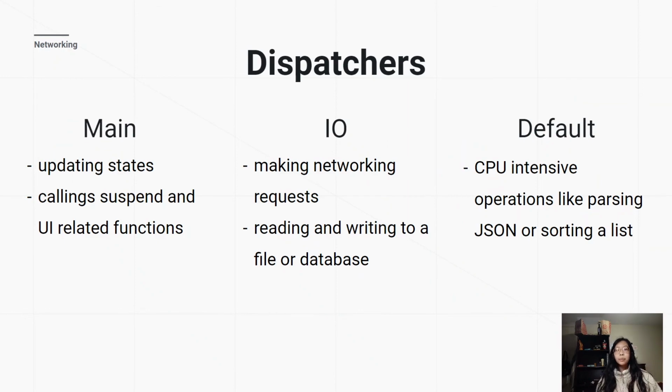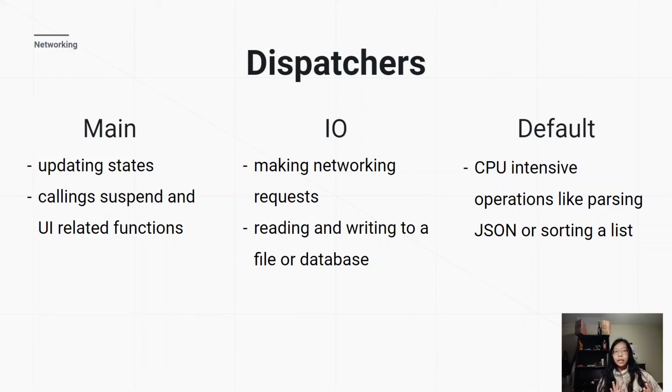The one thing that is important to note, and it is important for networking, is dispatchers. So all coroutines run on a dispatcher, and it is important what type of dispatcher you use, because each dispatcher runs on a different thread. So there's 3 different types. There is main, IO, and default.